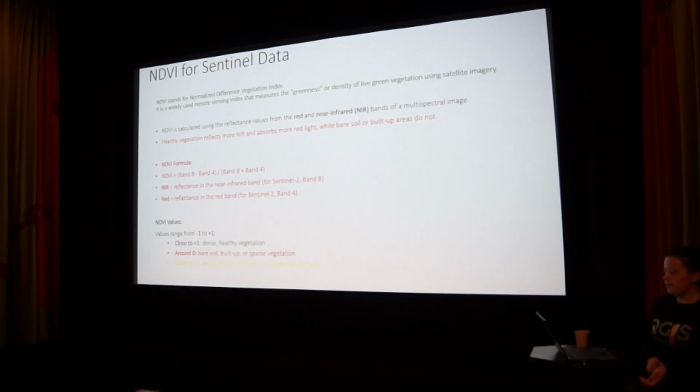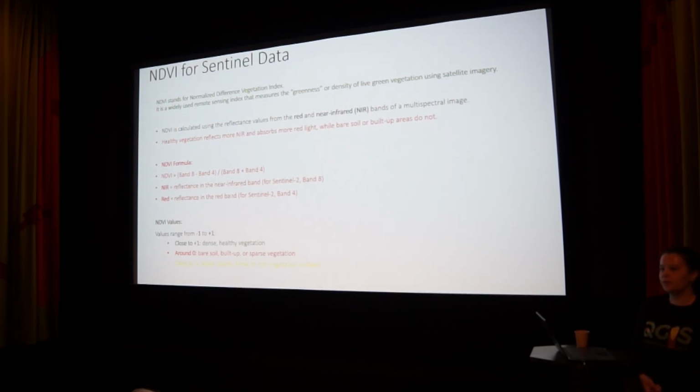So NDVI for Sentinel data. As everyone who works with remote sensing data knows, NDVI stands for Normalized Difference Vegetation Index, and it's used to measure the greenness or density of live green vegetation using satellite imagery. NDVI is calculated using the reflectance values from the red and the near infrared band of a multispectral image, and healthy vegetation reflects more near infrared and absorbs more red light, while bare soil or built-up areas do not.